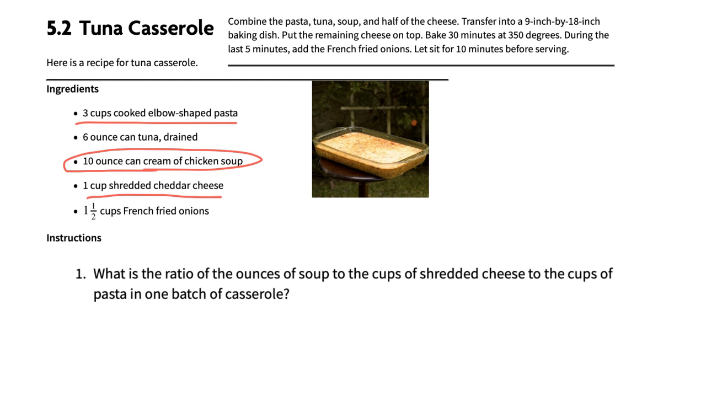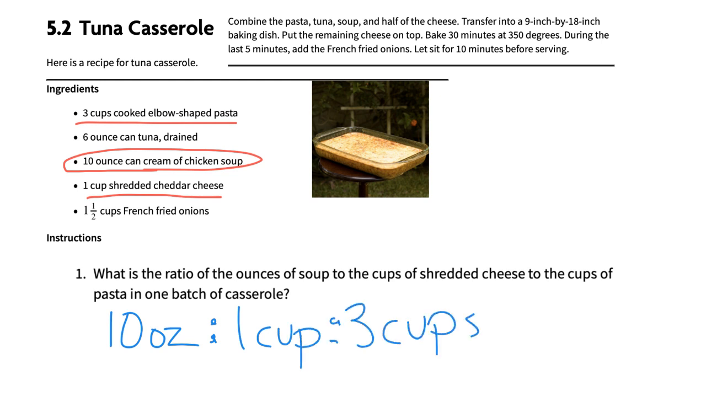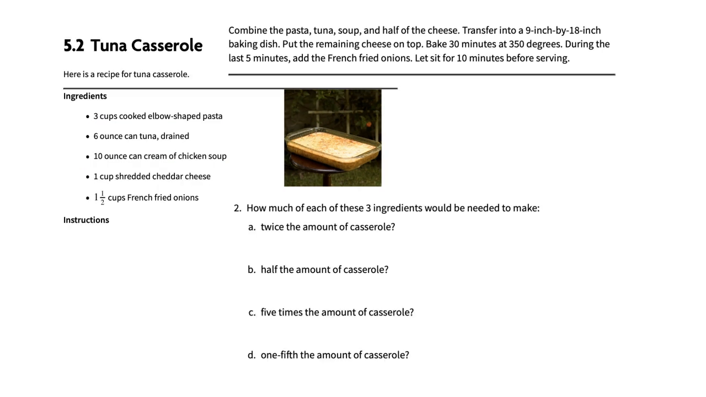So it's going to be 10 ounces to 1 cup to 3 cups. All right. So the ratio is 10 to 1 to 3. There you go. 10 to 1 to 3. But then they're asking us, how much of each of these 3 ingredients would you need to make twice the amount, or make half the amount, or 5 times the amount, or 1/5 the amount? Great. So we're going to do that.